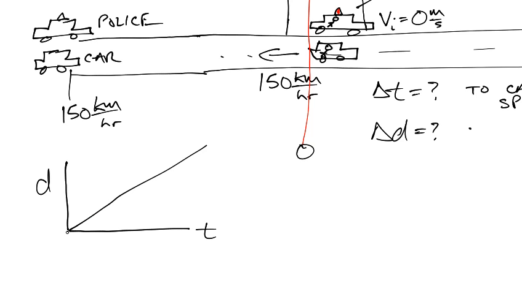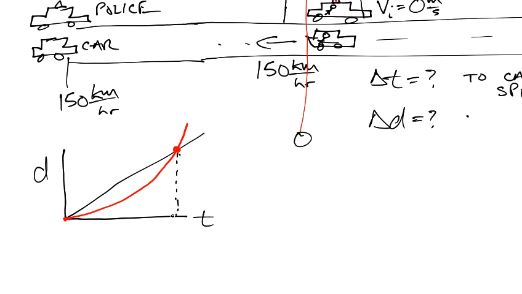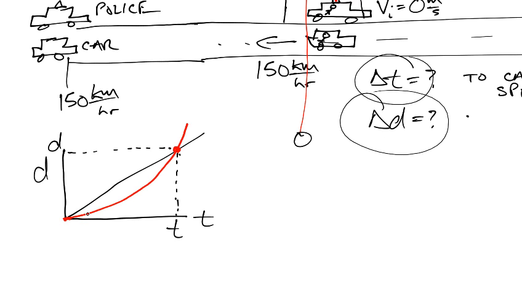However, the police, which we'll do in red, is accelerating. Therefore, initially, since the police starts off at 0, the tangent to the police line is going to be horizontal. But as time goes on, the police officer is eventually going to catch the person right there. Now, this is what we're trying to find. What time is this? And what position is this? Those are the two variables which we do not know.